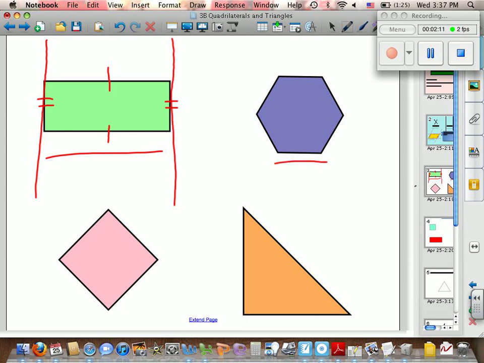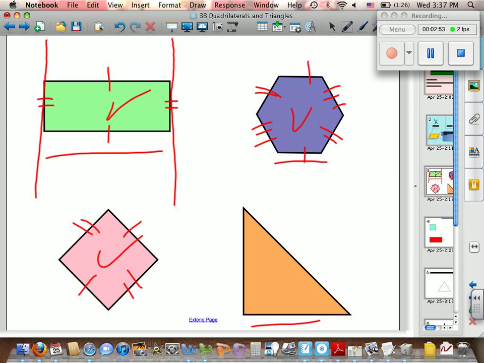Let's take a look at the hexagon. Is this a parallelogram? Does it have two pairs of lines that are parallel? This line is parallel to this line. And look, this line is parallel to this line, and this line is parallel to this line. So this is also a parallelogram. Down here, we can see that these lines are parallel, these lines are parallel. We have another parallelogram.